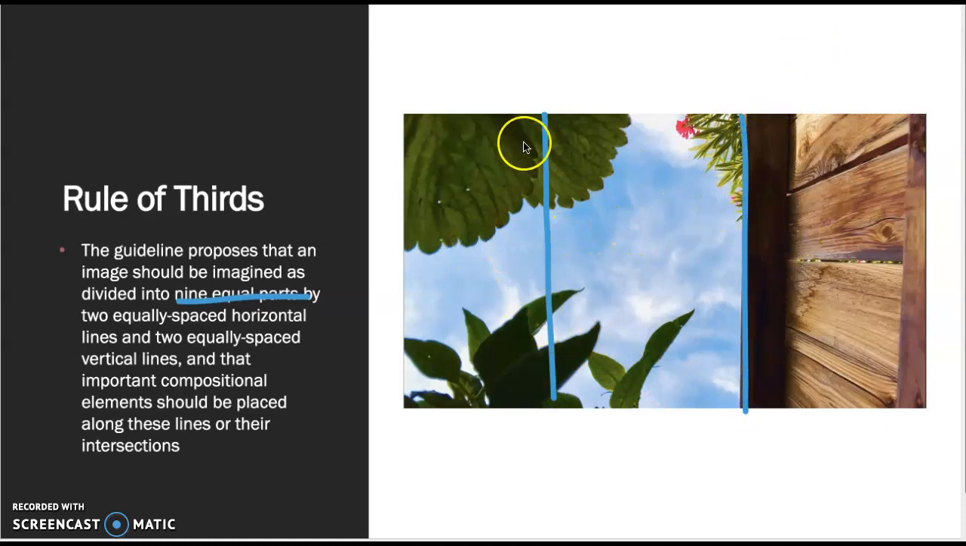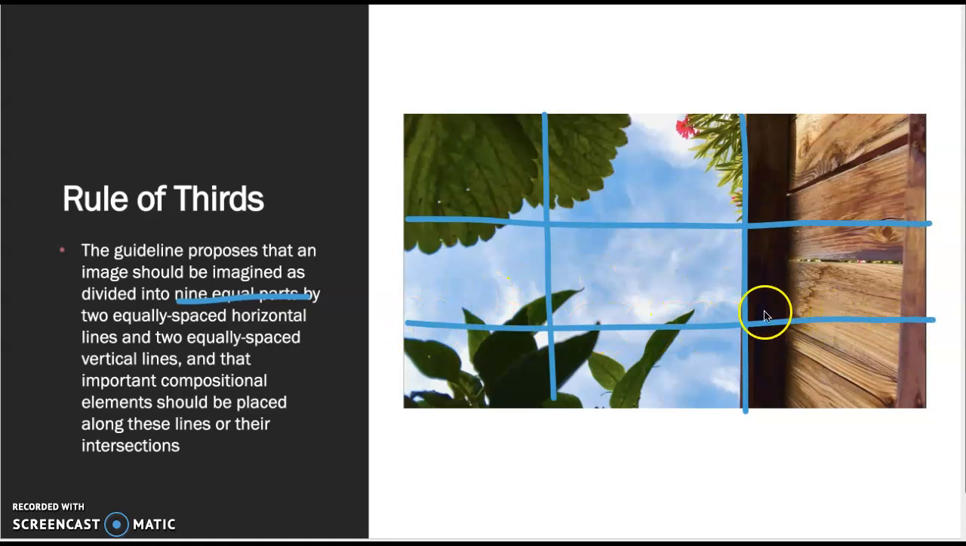I have 1, 2, 3, so I divide it into 3s. Then I go ahead and divide the horizontal part. And now this is called the rule of thirds. Now the idea is that we don't want to put anything in the dead center. That is called a bullseye, and that becomes not as visually interesting.